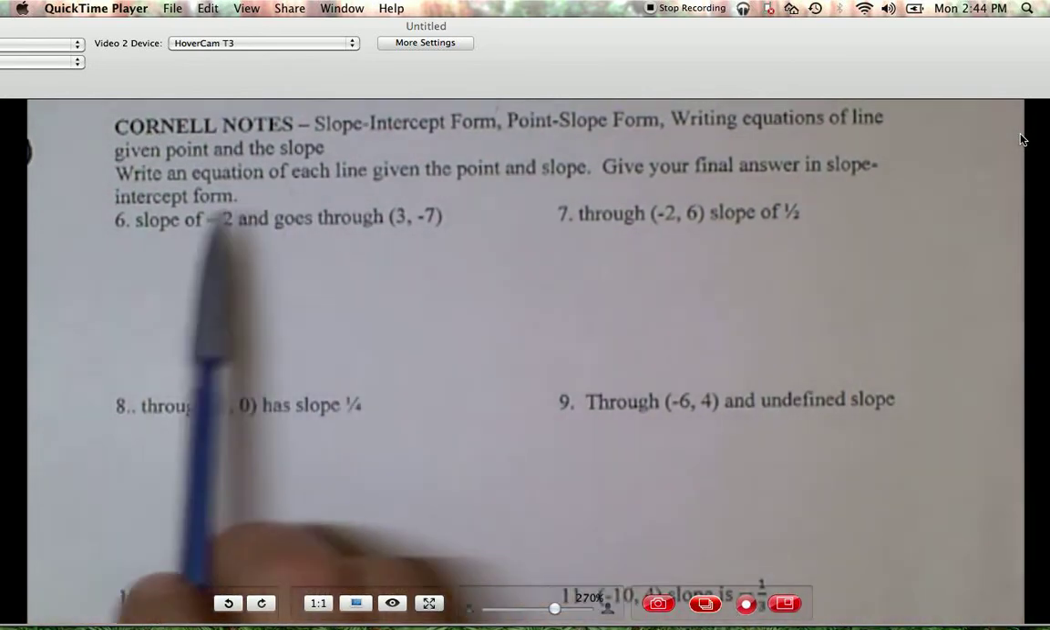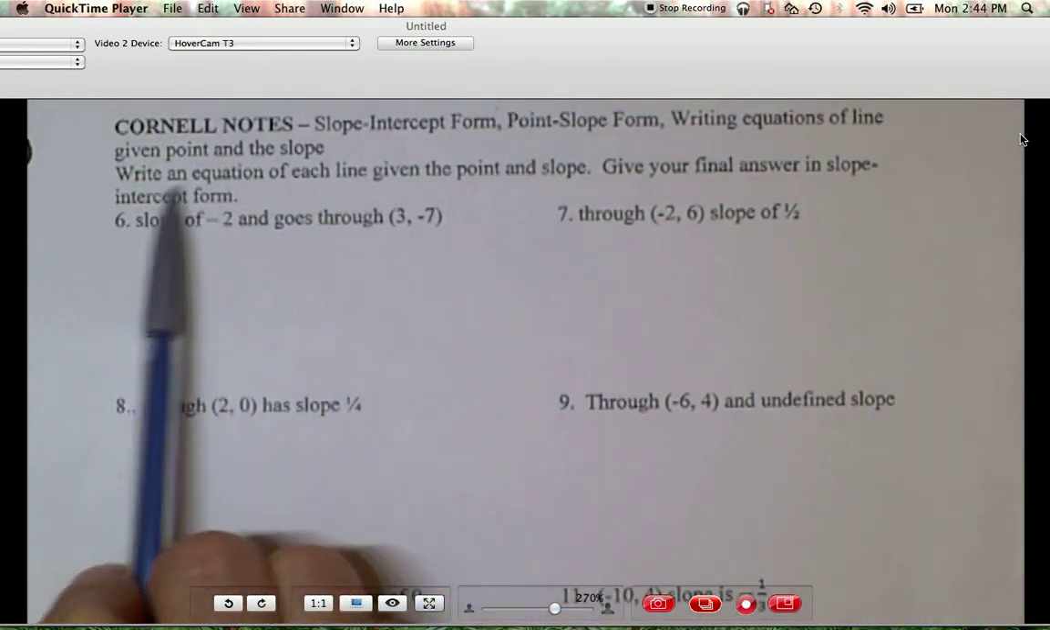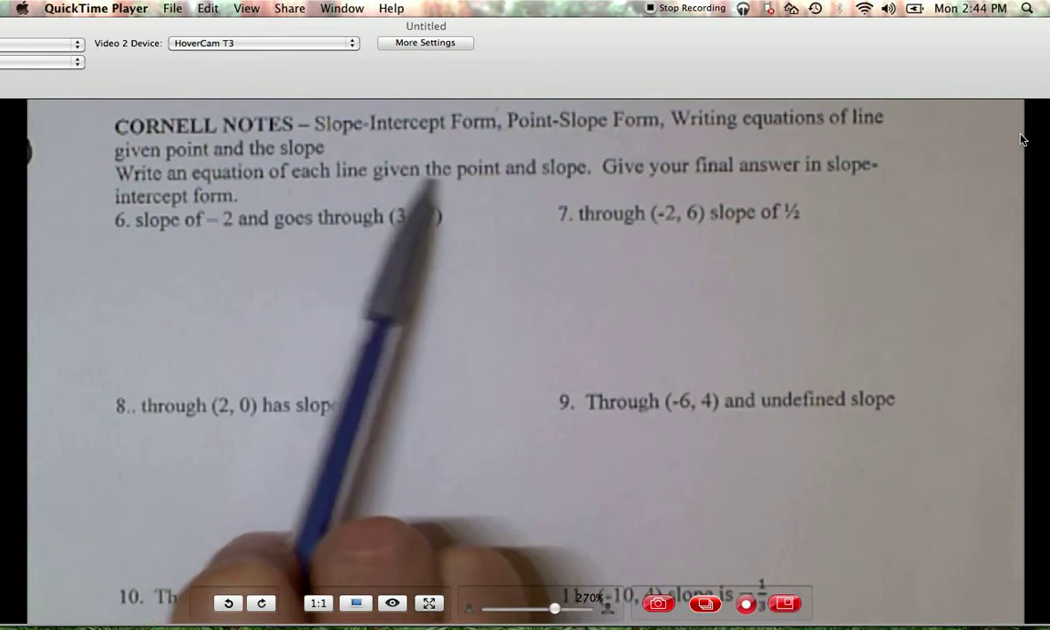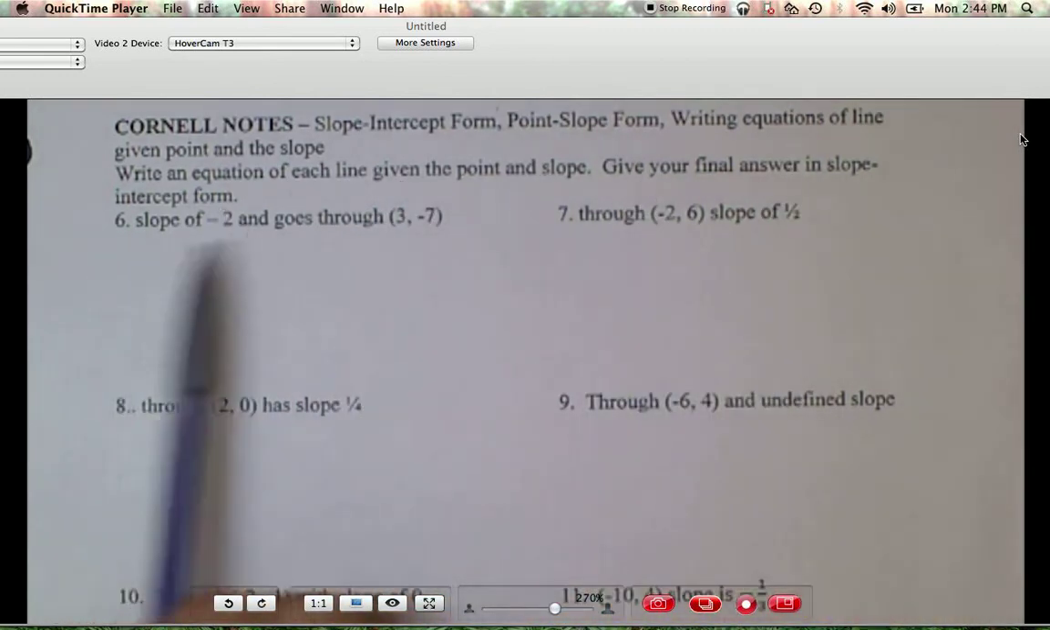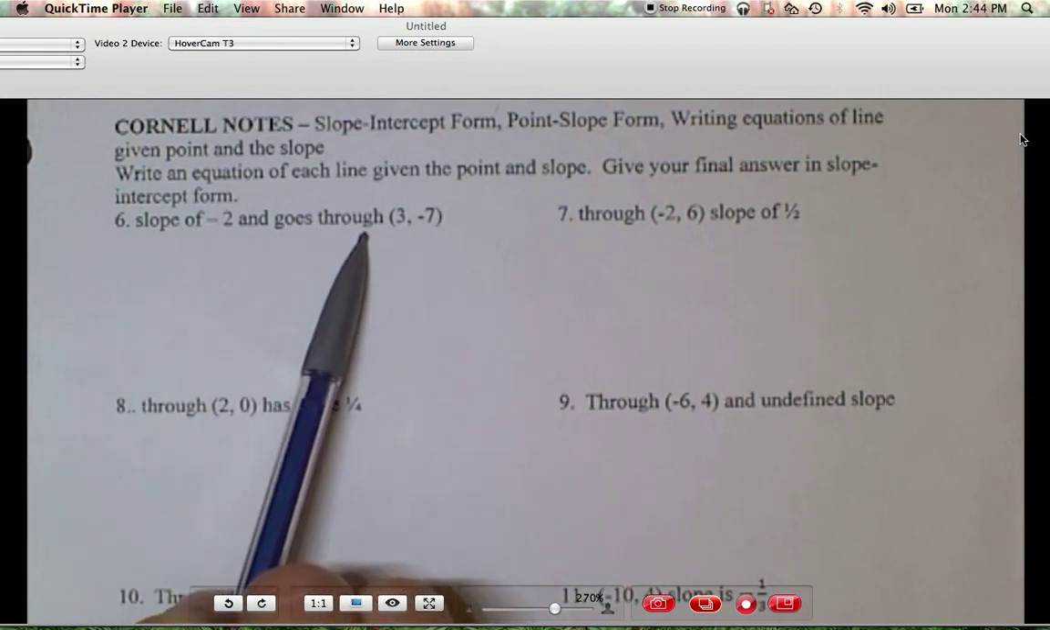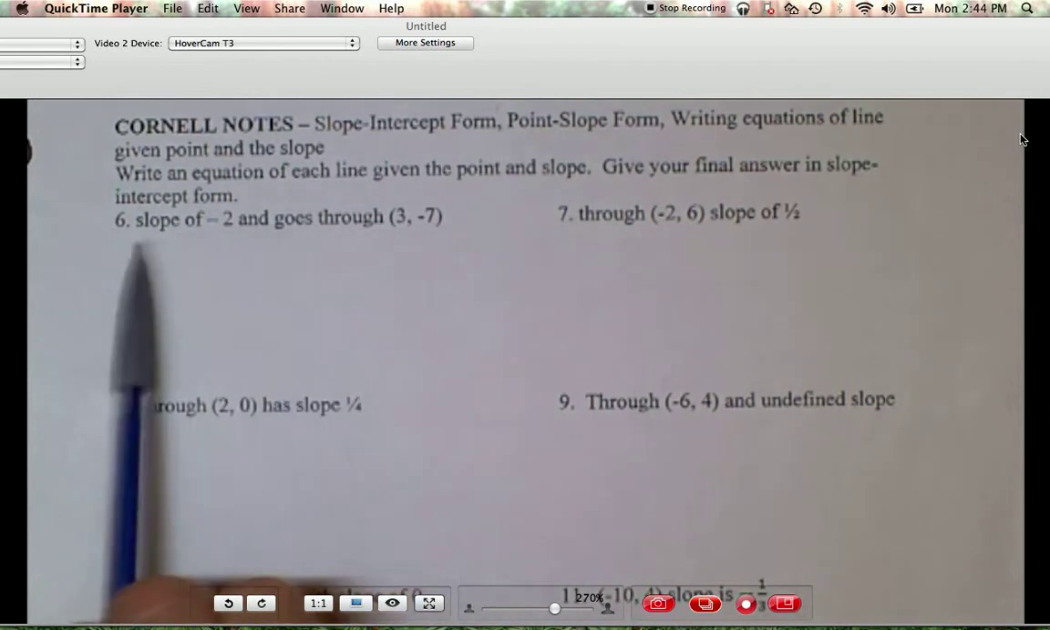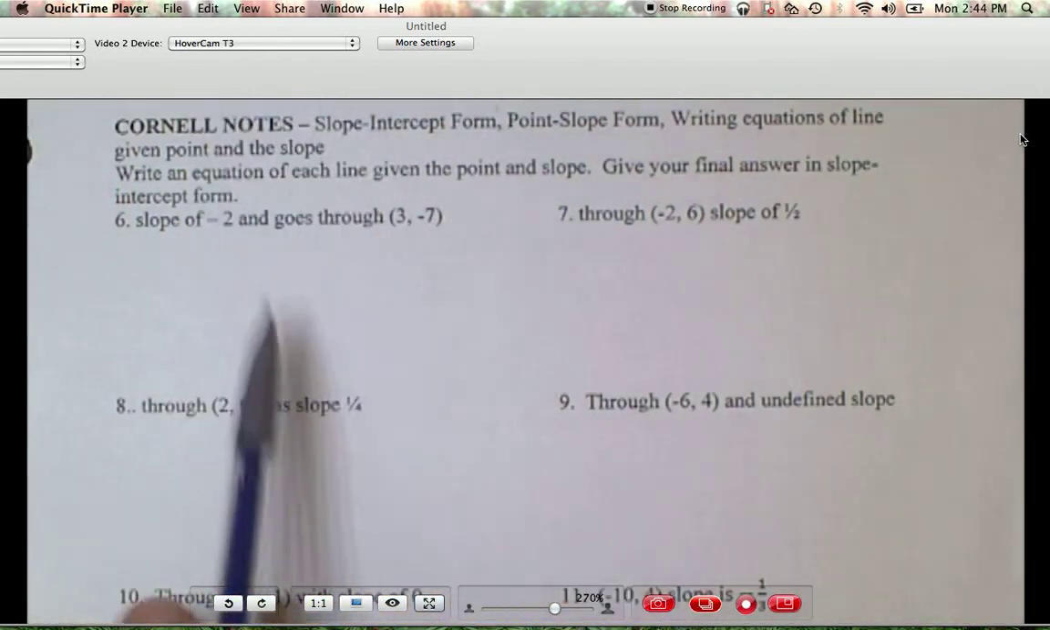So, for example, the directions say write an equation of each line given the point and the slope. Give your final answer in slope-intercept form. So notice, we are given the slope, but this is not a y-intercept, and this is why we cannot use the same method we did in the previous problems.